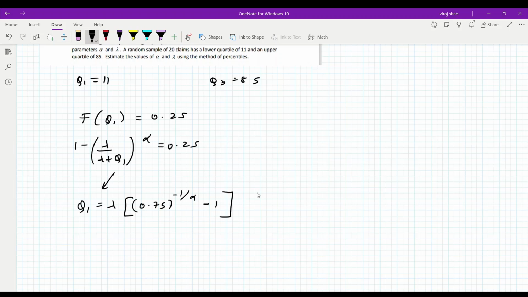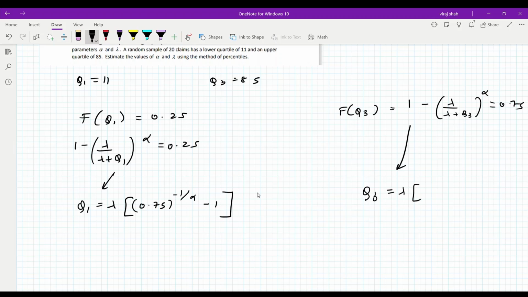This will come out as your quartile 1. Similarly, for F of q3, it would be 1 minus lambda upon lambda plus q3, the whole raised to alpha, is equal to 0.75. Therefore when you equate this, you will get q3 as equal to lambda times (1 by 4 the whole raised to minus 1 by alpha minus 1).